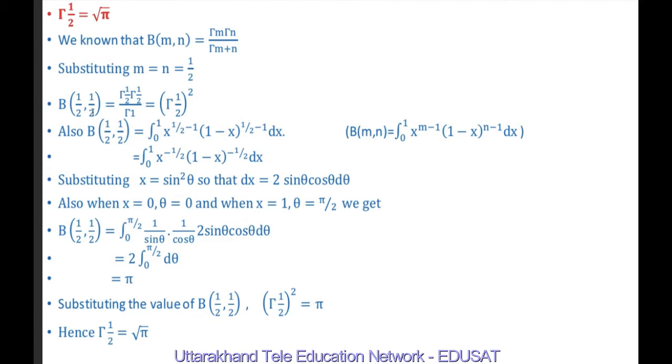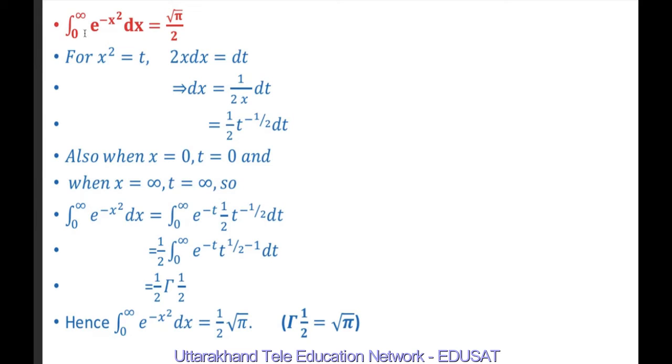So it means here we have seen that beta function for m equal to half and n equal to half is gamma half whole square, and here it is pi. So gamma half whole square is equal to pi. It means gamma half is equal to under root pi.